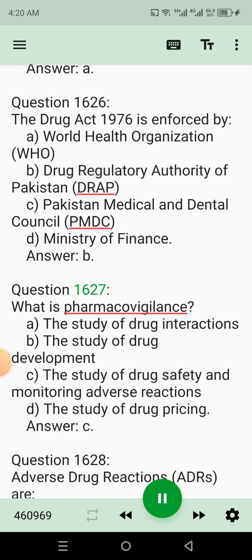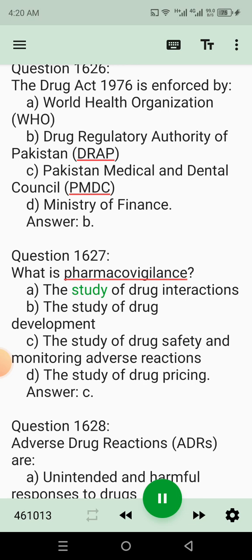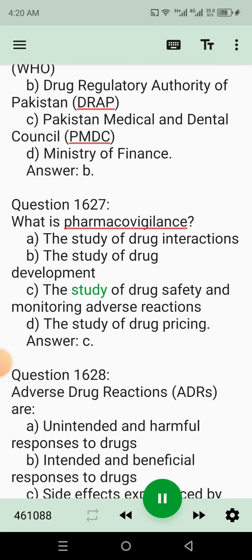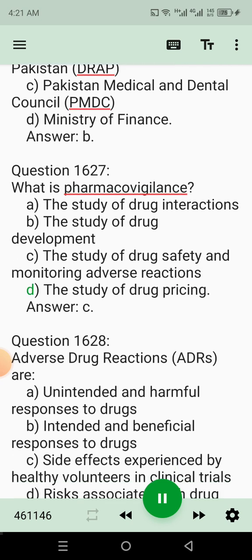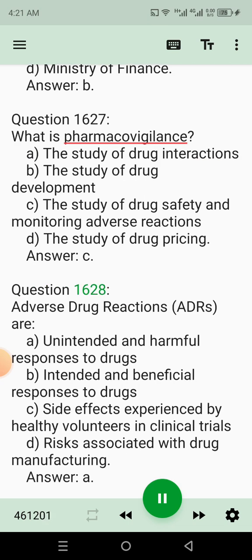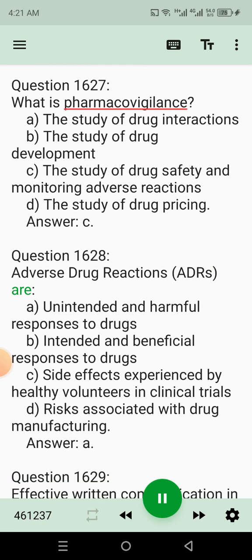Question 1627. What is pharmacovigilance? A. The study of drug interactions. B. The study of drug development. C. The study of drug safety and monitoring adverse reactions. D. The study of drug pricing. Answer: C.